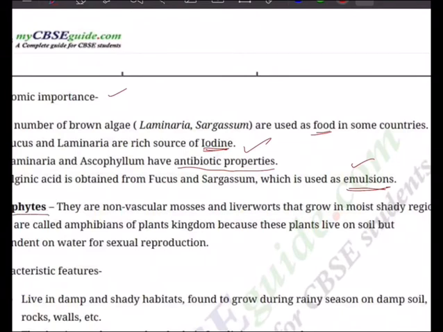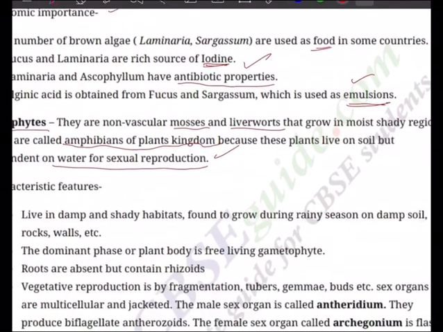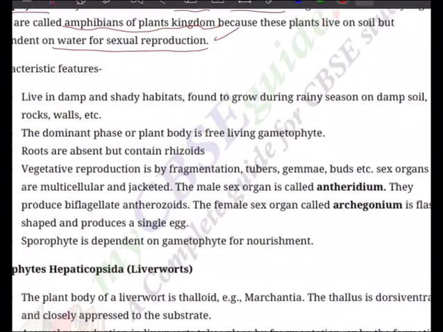And going ahead, the next one, bryophytes. These are non-vascular mosses and liverworts. So mosses and liverworts grow in moist shady regions. They are called amphibians. Just now I said many times, not only in CBSE, in all your competitive exams, national level, this question will be asked. So remember, amphibians of the plant kingdom, bryophytes. These plants live on soil but are dependent on water for sexual reproduction. Without water, there is no sexual reproduction in bryophytes. That's why they are amphibians.